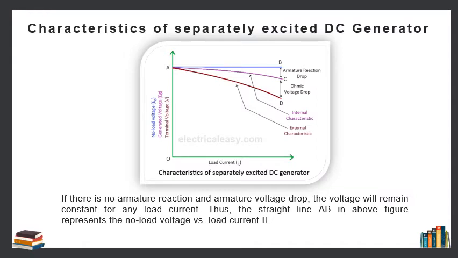If there is no armature reaction and no armature voltage drop, the voltage will remain constant for any load current. Thus the straight line AB in the above figure represents the no load voltage versus load current. So the first line, AB, which is shown in blue color, represents the no load voltage versus load current.